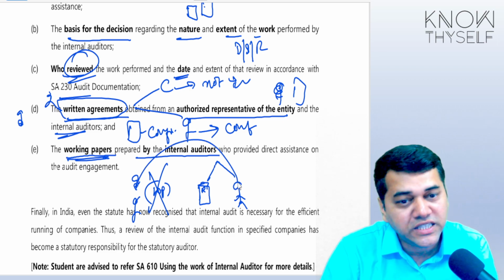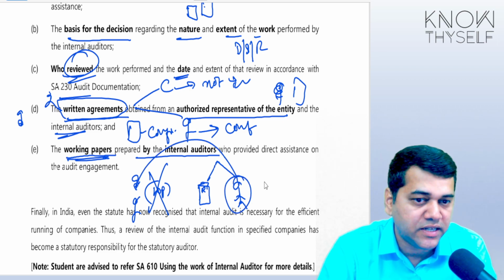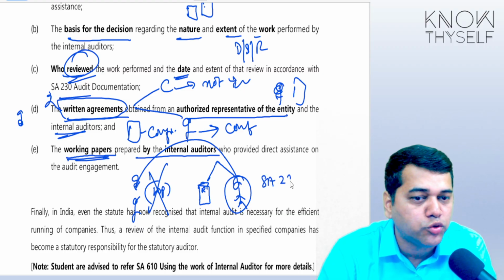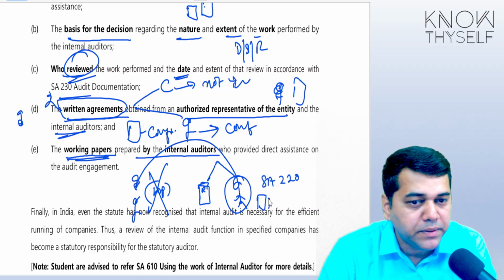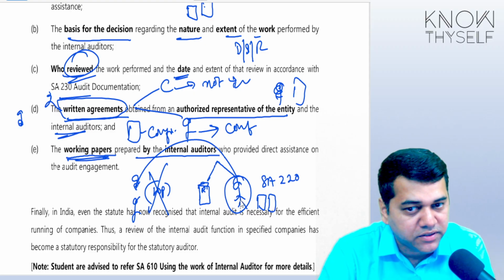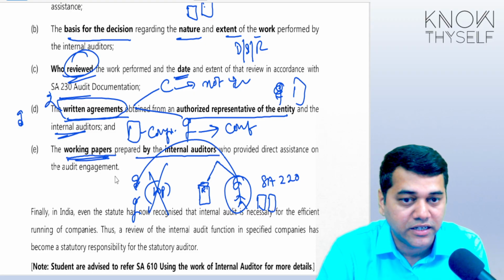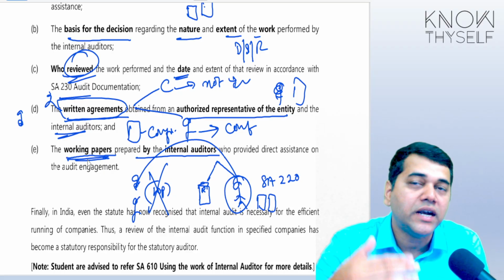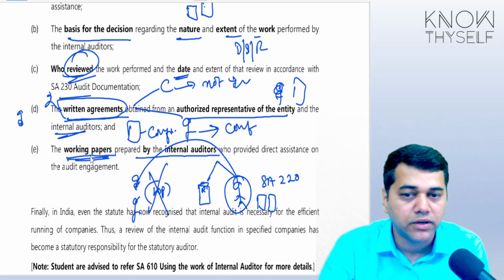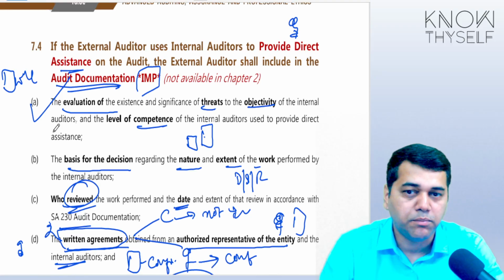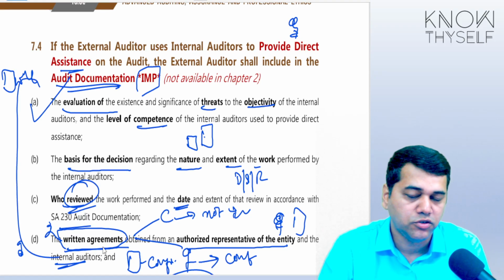But if you have used their people, then this person has become your team member as per SA 220. So whatever work papers this person has prepared, you need to retain. It is your work papers. That is the proof that, okay, they have done the work and you have reviewed the work. So this is one point you need to keep in mind, students. You need to practice.